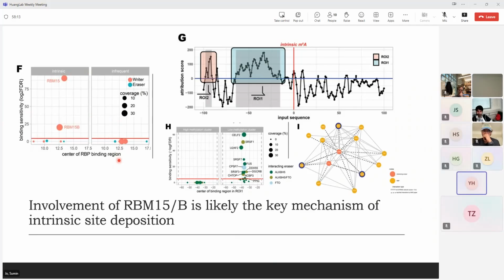So you examined a bunch of writers. How many writers did you examine here? In the poster, we have METTL3, METTL14, RBM15, RBM15B, and then VIRMA. And then I have one more, but I forgot the name, but pretty much six writers. Okay, that covers probably most of the known writers for m6A, right?